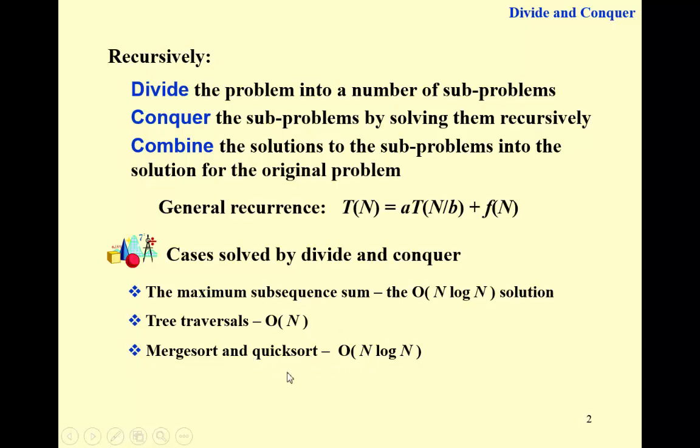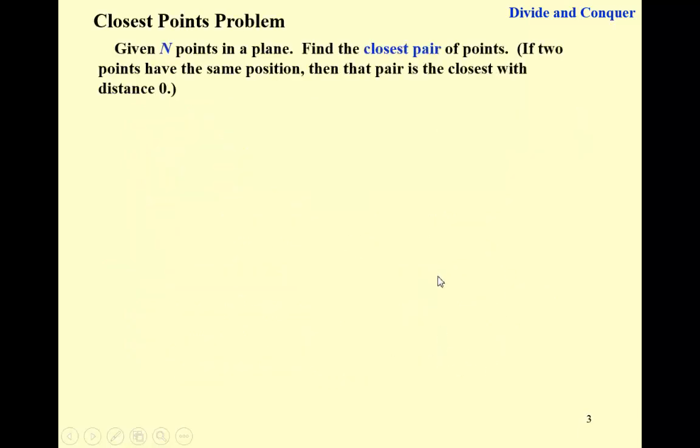Later on, we're going to see that with divide and conquer, we may obtain all kinds of complexities with some strange functions, like big O of n to the power of 1 point something, 1.65, things like that. All right, now let's take a look at our first example for today, the closest points problem.